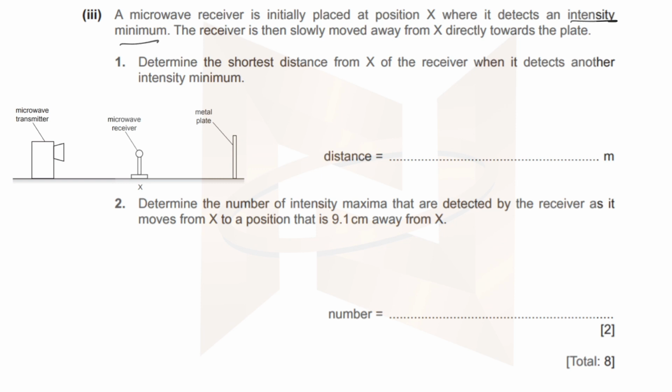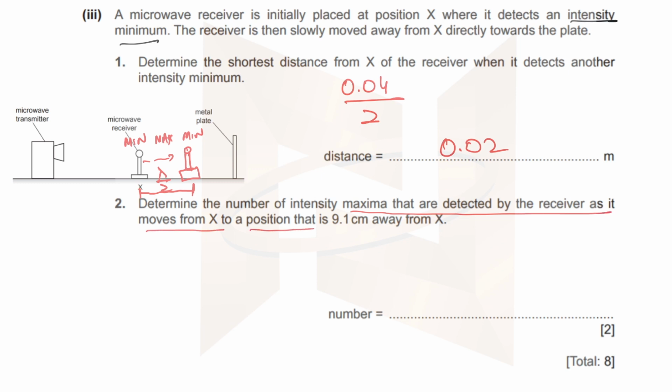So the detector is placed at a point where you detect a minima, or an intensity minimum, and they say now you move it towards the plate. So let's say you move it from here to here until you hear the next minimum. Here you hear a minimum, then you hear a maximum, and then you hear a minimum again. Remember, the distance between two minimas is half of a wavelength, λ/2. So the wavelength, which was 0.04, divided by 2, is 0.02. Determine the number of intensity maximas that are detected by the receiver as it moves from X to a position that is 9.1 centimeters away from X.